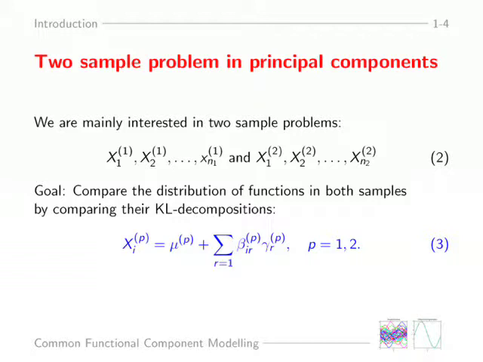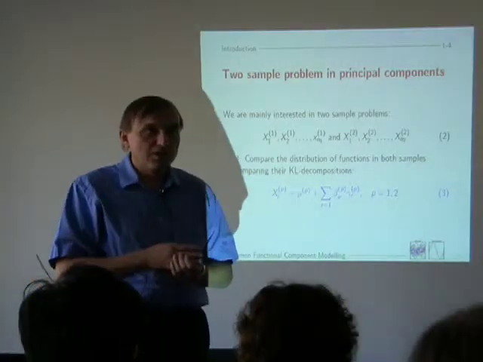And one thing, of course, to assess similarities and differences between these distributions is to consider the different Karhunen-Loève decompositions for the two samples. So for P = 1, 2, we have the Karhunen-Loève decomposition for the first and for the second, and now you consider these different elements, components of this decomposition: how far are they identical, how far are they different? If they're all identical, the distributions would be the same.